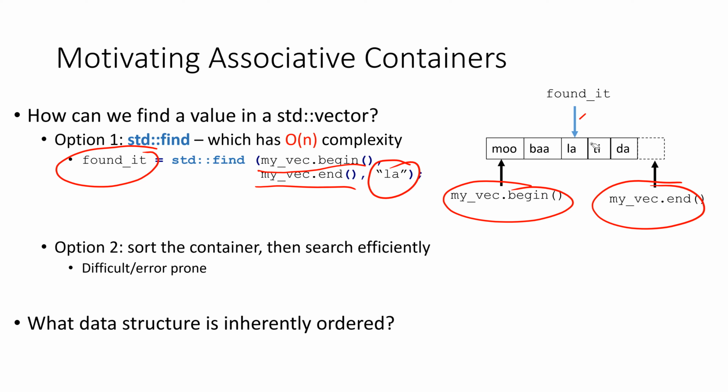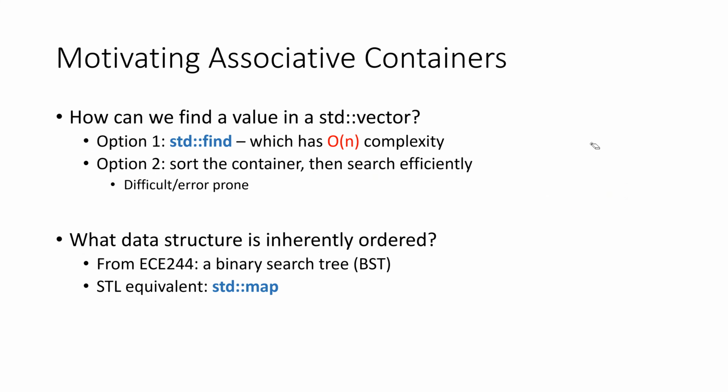So what data structure is inherently ordered? And you learned about it already, so I'm not asking a question where you have to guess. It's a binary search tree, right? I know you learned about binary search trees in 244, so there's no point in feigning ignorance. I know what's taught there. So a binary search tree. In the standard template library, the name for a binary search tree is a map. So you ask for an std::map, that means binary search tree.